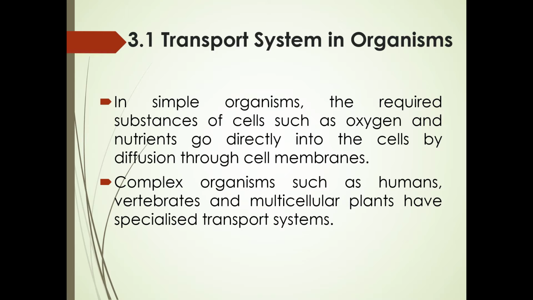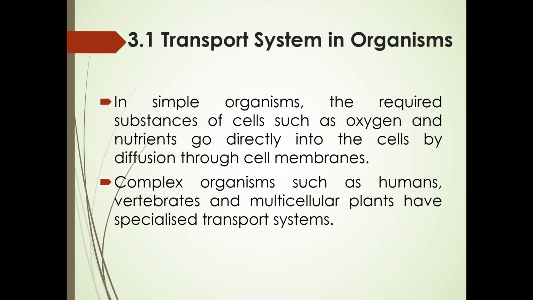We already learned in Form 1 that there are unicellular organisms and also multicellular organisms. Unicellular organisms are usually simple, but they still need oxygen for the process of respiration. In a simple organism, the substances required by cells, such as oxygen and nutrients, go directly into the cell by diffusion through the cell membrane.